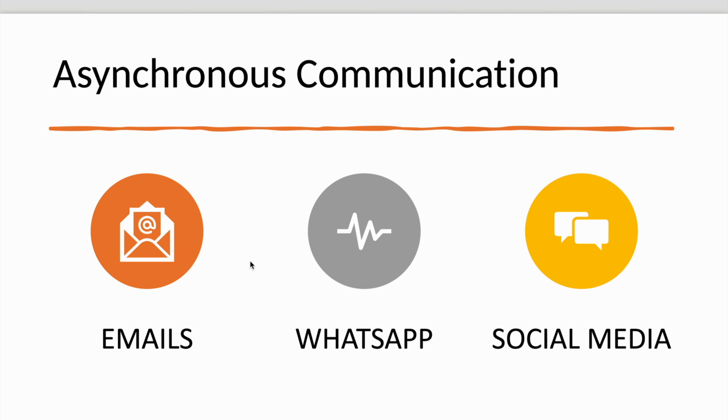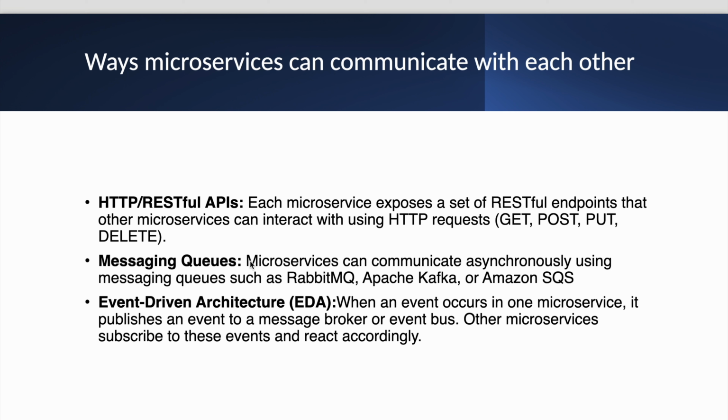Now let's talk about the ways microservices can communicate with each other. There are a number of ways. The first one is HTTP RESTful APIs. So this is the standard approach. We have an API that has a URL, right? So we can expose that URL to the other microservices. They can make the request like get, put, post, delete. And this is how the communication would happen in between the microservices.